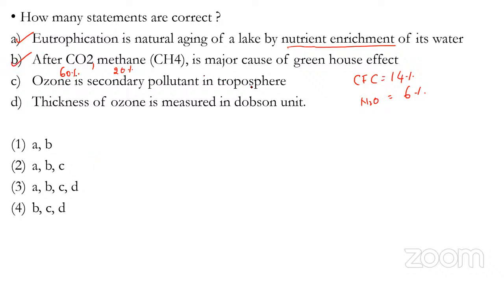Ozone is a secondary pollutant in troposphere. As you know, ozone is a gas which is going to filter the UV rays. And ozone, if it is present in the lower atmosphere, is going to act as a pollutant. In a sense, it is very harmful. It is going to damage the tissues of plants and animals. I'm repeating, ozone is not good if it is present in the lower atmosphere, such as troposphere. But it is very good if it is present in stratosphere.